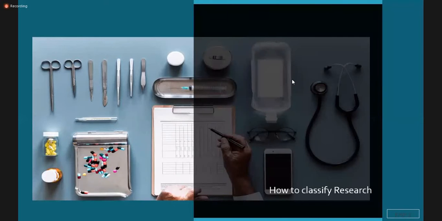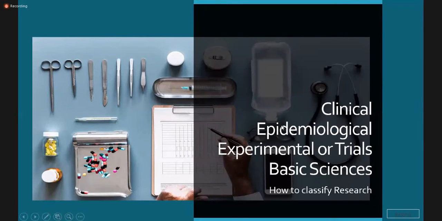So, as you know, whenever we do research, we need to classify that research into various labels, which are clinical, epidemiological, or experimental or trials research, and basic sciences research. In any form of research, we need some numbers to quantify, to analyze, and to make relationships.